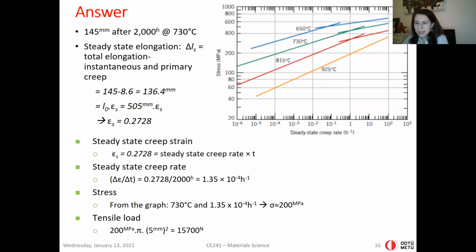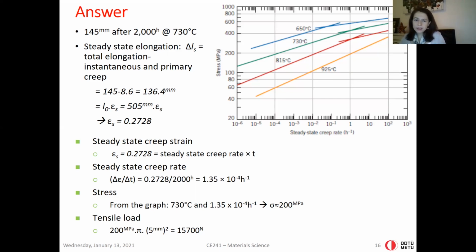And we know that this is our strain times our initial length. So it is basically strain times 505 millimeter. So from here, actually, we can calculate our steady state creep strain, which is 0.2728. So now that we know our steady state creep strain, it is actually time times the steady state creep rate. And we know time is 2000 hours.